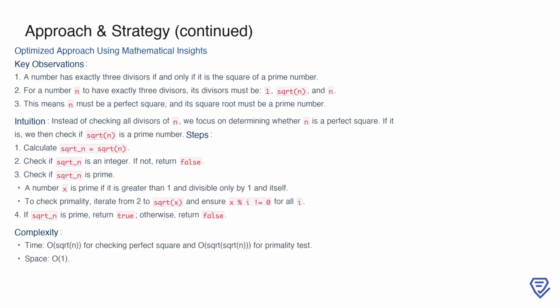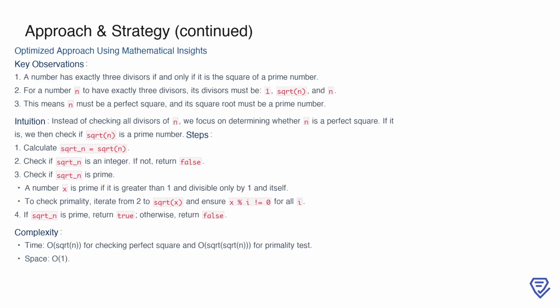To implement this, we start by calculating the square root of n. If the square root is not an integer, we can immediately conclude that n doesn't have exactly 3 divisors. If it is an integer, we then check whether this square root is a prime number. To test for primality, we iterate through numbers from 2 to the square root of n, ensuring the number isn't divisible by any of these values. If the square root is prime, we return true, otherwise, we return false.